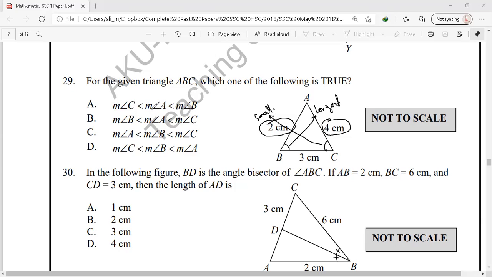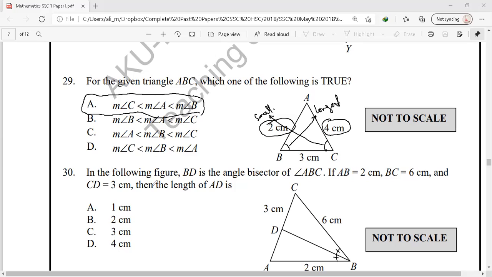So for question number 29, angle C is the smallest, that is greater than A, and the angle B is the greatest. So we have option A, that is the correct answer, कि C एंगल सबसे बड़ा होगा और एंगल B सबसे छोटा होगा.